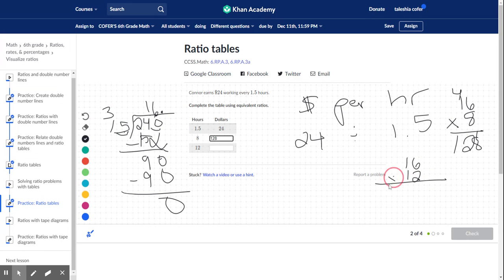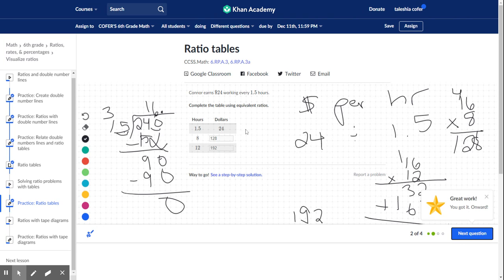2 times 6 is 12. Write a 2, carry a 1. 2 times 1 is 2, plus 1 is 3. Write a 0 here. 1 times 6 is 6. 1 times 1 is 1. When I add it up, I'm left with a 2. 3 and 6 gives me a 9. And 1 and nothing is 1. So 192. Just like that.